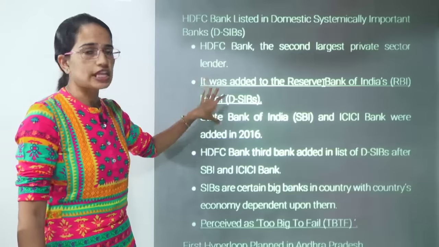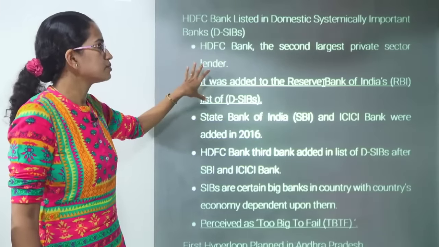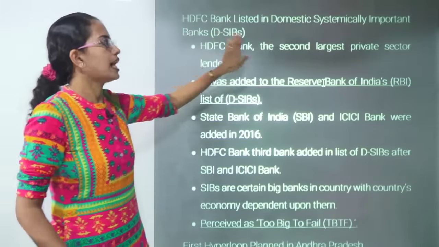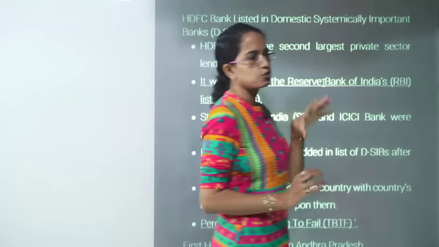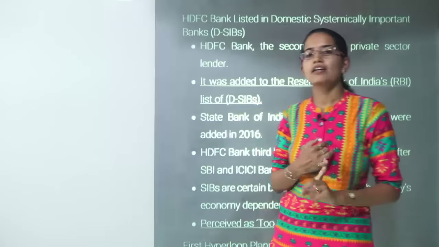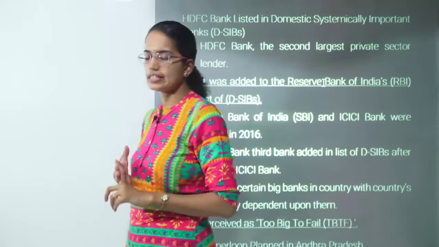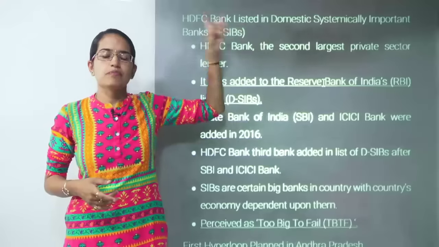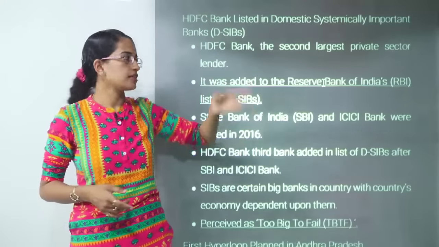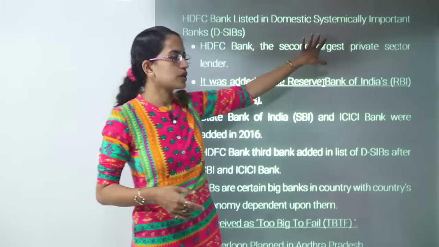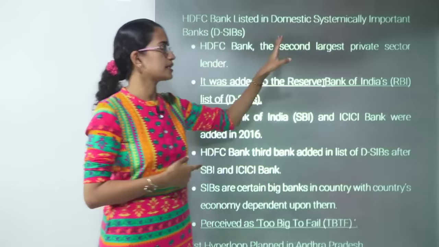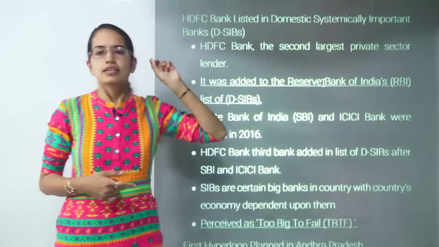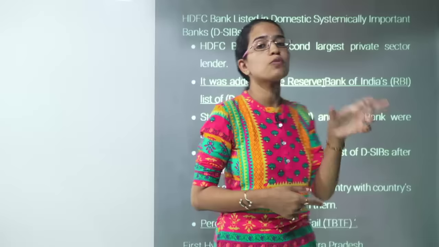A very exceptionally important topic is D-SIBs, that is domestic systemically important banks. It was established in 2015. SBI was the first bank, and then you had ICICI and HDFC, those two were done in 2016. HDFC was included recently in 2017, and it is the second private bank that has come under the domestic systemically important banks. This has been termed as too big to fail.